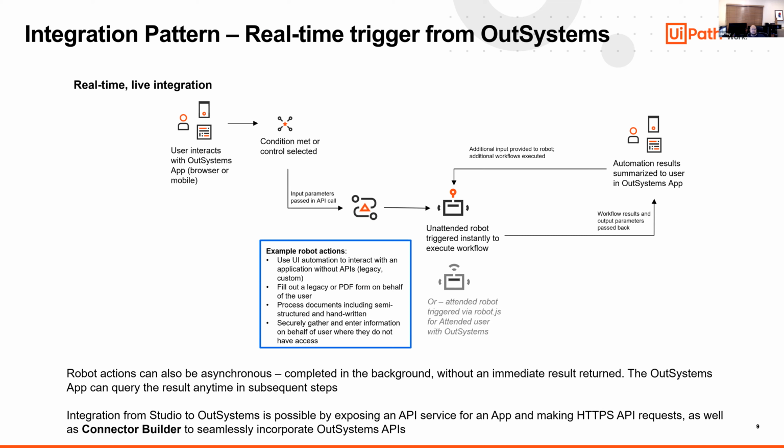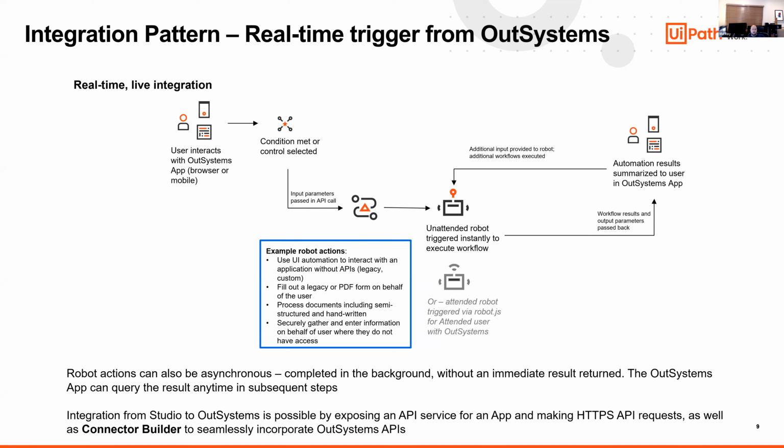If you think about a user on either their browser or their mobile app and they're within OutSystems, as a developer, what you're going to do is set up a condition or a control that's mapped to a workflow. As soon as that condition is met or the control is selected, whether it's a button or anything else, that can automatically trigger an API call made to Orchestrator, and it can also include input parameters as part of that initial process. So if I take a couple of identifying details, maybe input from the user describing their problem, that can all be passed as part of that API call to Orchestrator, and then used by that robot to execute.